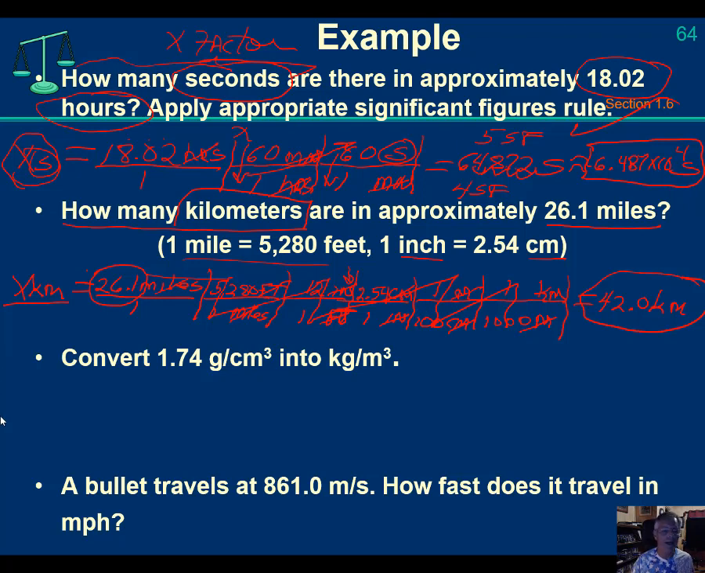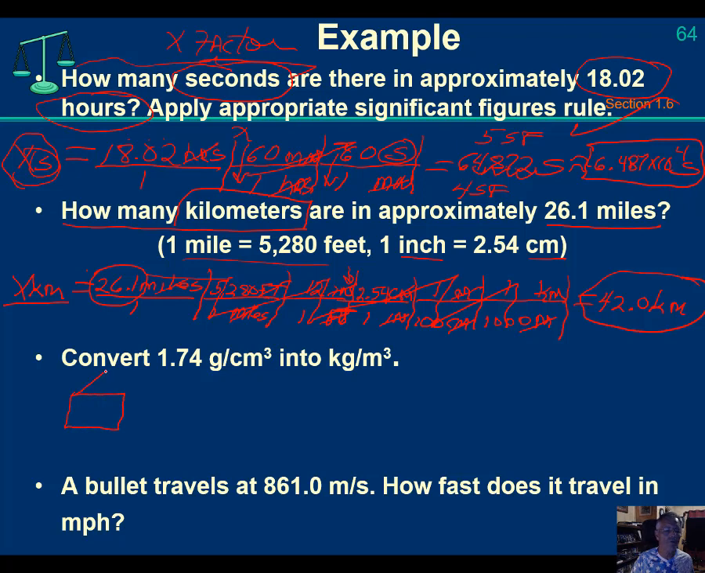Okay, let's go ahead and convert 1.74 grams per cubic centimeter into kilograms per cubic meter. It's going to be easy to convert grams into kilograms because kilo means 1,000. Since we're going from grams to kilograms, there's 1,000 grams per kilogram. But cubic meters and cubic centimeters are units of volume. So here is a way to think about this.